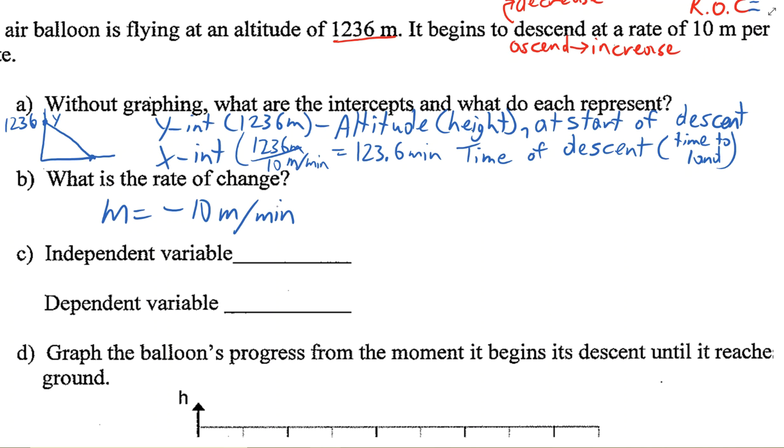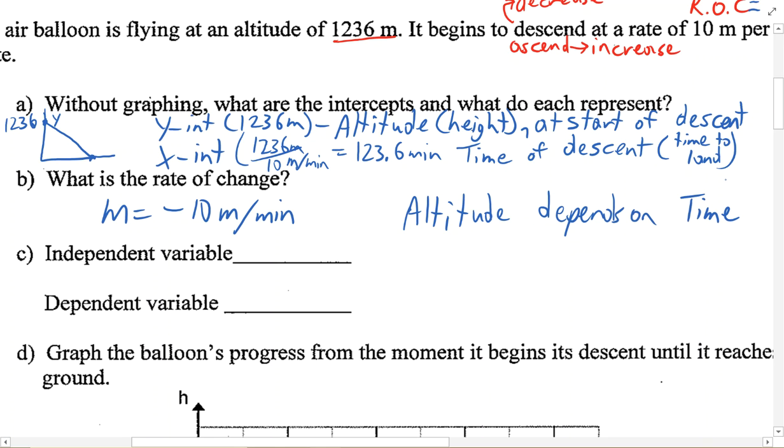So what would be your independent variable? Would it be altitude or time? Does altitude depend on time, or does time depend on altitude? Well, the altitude depends on time. So let's write this down: altitude depends on time. So what we're doing is a depends-on sentence, okay? Altitude depends on time. So our dependent variable would be altitude, and our independent would be time.